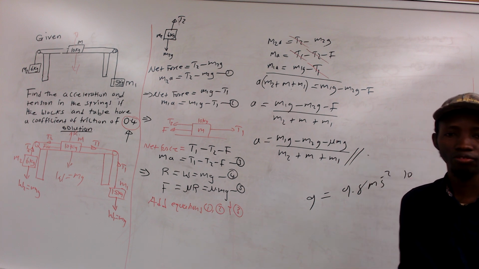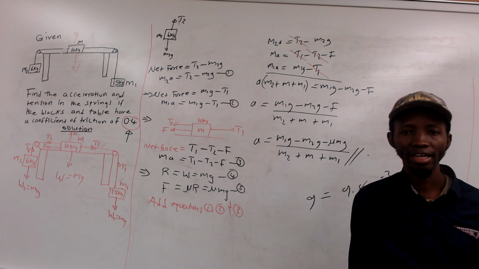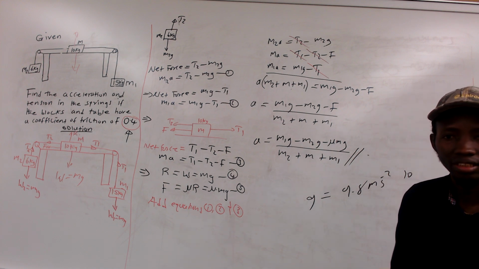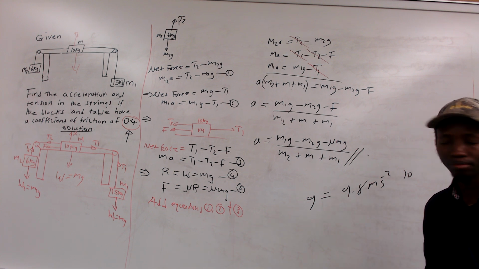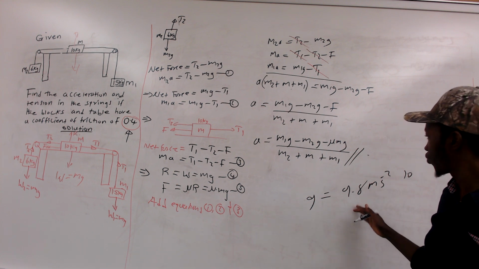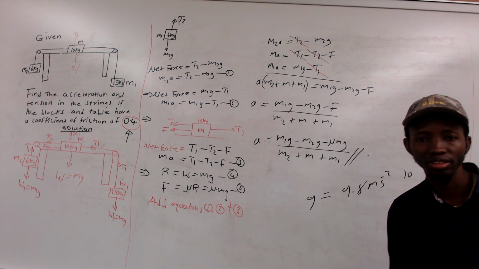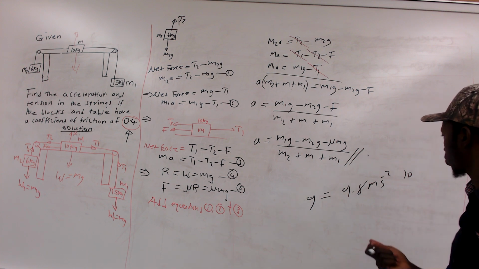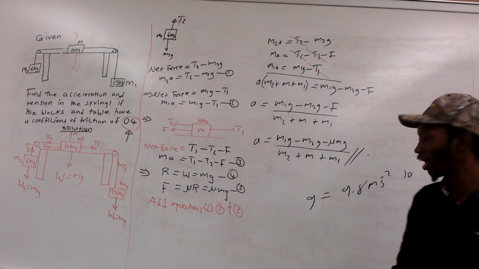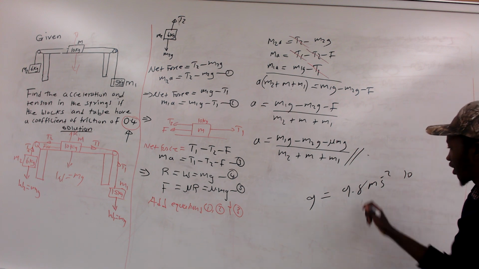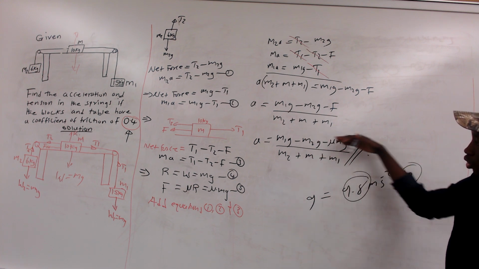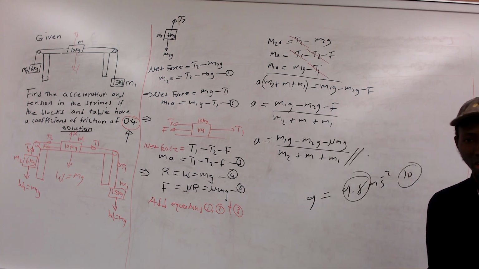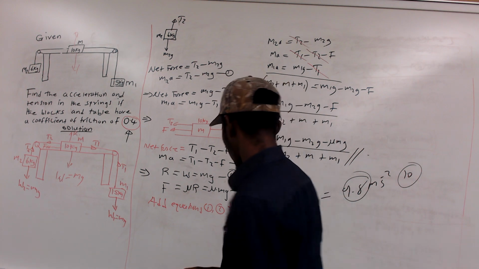For example, for Mars we can take it to be 3.71 meters per second squared, while for the moon we can take it as 1.61 meters per second squared. So those are just various values for gravity. But since we are on Earth here, we can choose either 9.8 or 10. We slot them in here and we'll find the value of the acceleration.